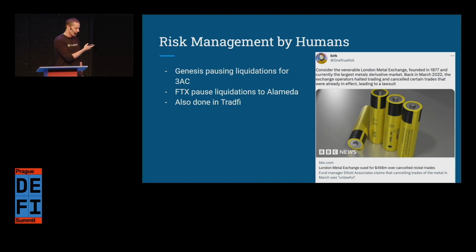But also in traditional finance, we see this tweet about the London Metal Exchange, a fully regulated, reputable, traditional financial institution. At a certain point, they decided to freeze the liquidation mechanism, which is, at least conceptually, not very different from FTX freezing liquidations for Alameda. Of course, the intent was completely different. They did it for a good cause.